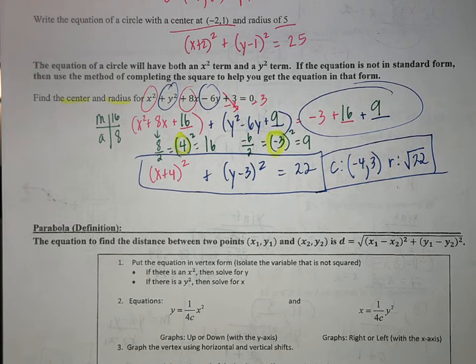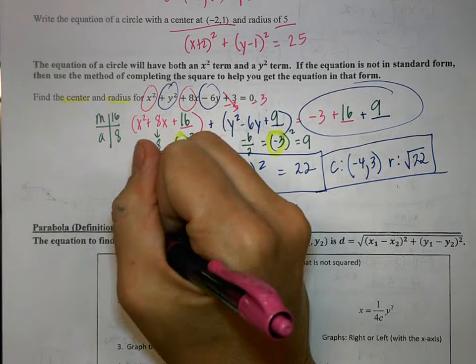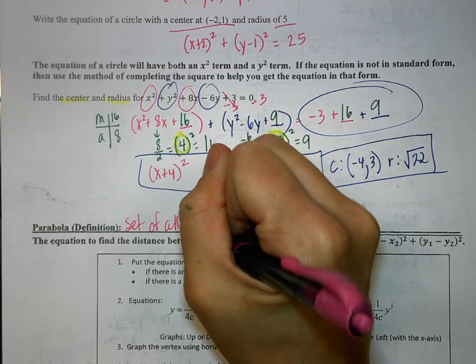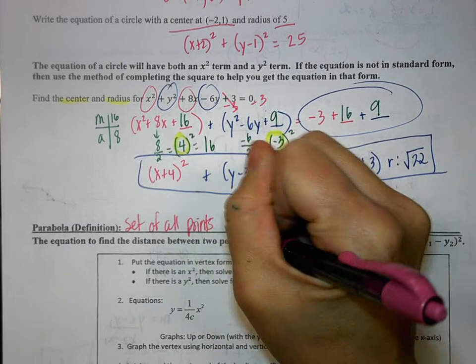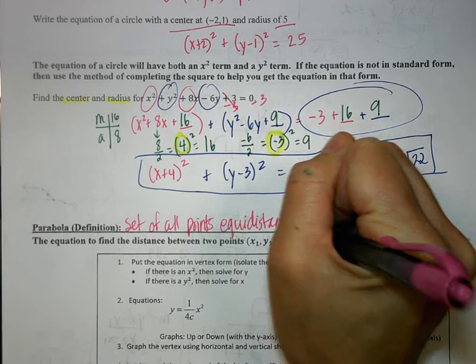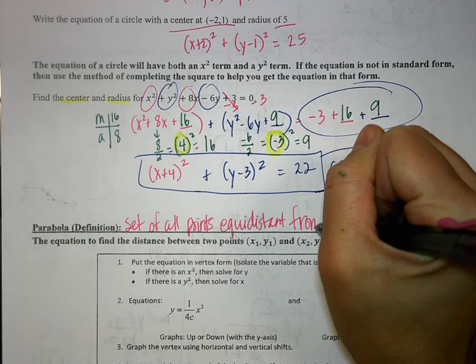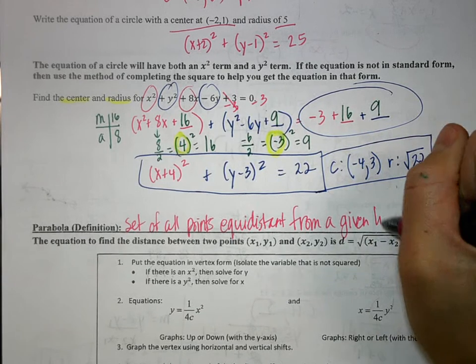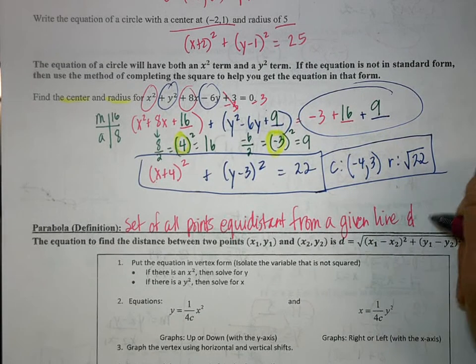Okay, moving on to parabolas. So the definition for a parabola is the set of all points equidistant from a given line and point.